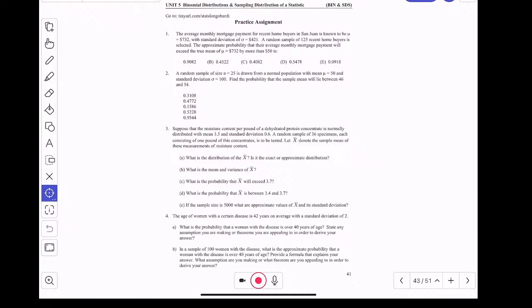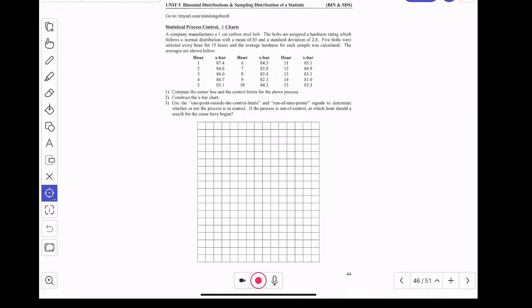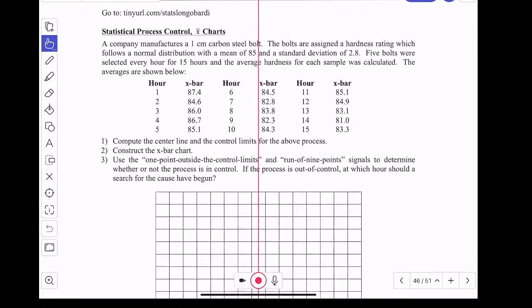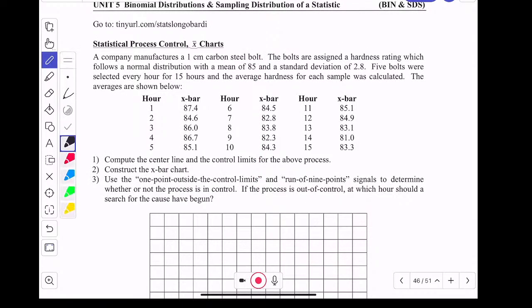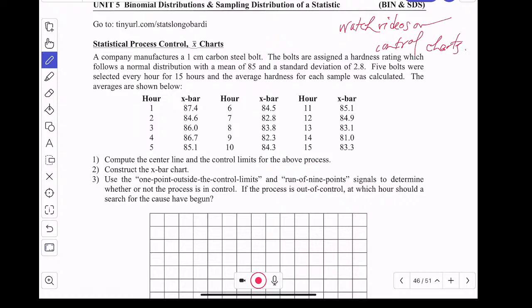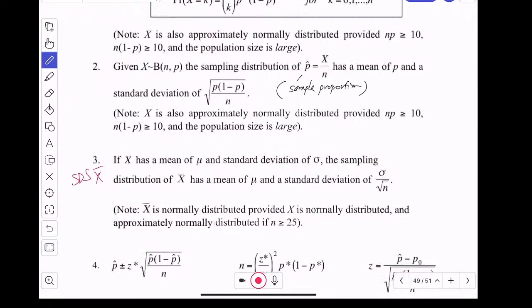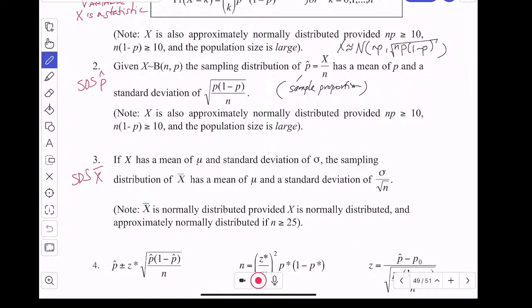So after this problem, you have a bunch of other problems to try, and then you arrive at control charts. I'm going to ask you to watch the videos on control charts because it's just a rudimentary exercise. It's not hard. Once you learn how to do it, it's not challenging. Okay, so just review that, learn how to do that. And that's it.